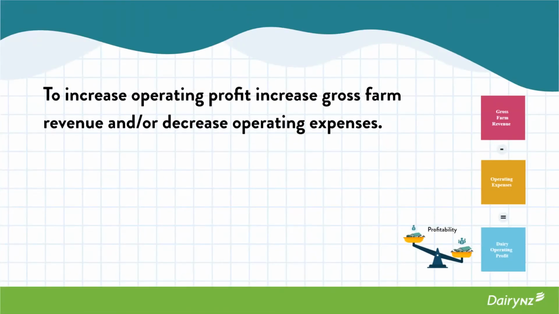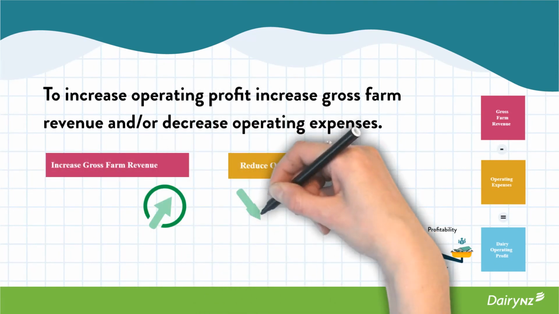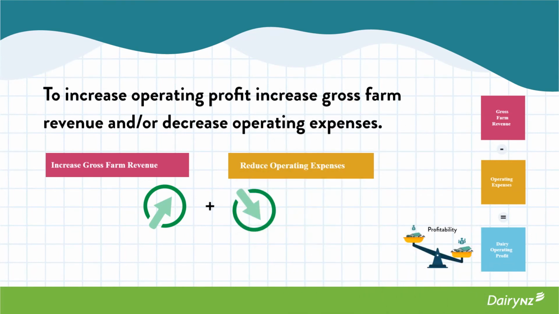To increase operating profit, you can either increase gross farm revenue, decrease operating expenses, or a combination of both. Gross farm revenue can be increased by increasing milk and/or stock revenue. Operating expenses can be decreased by assessing each expense item and identifying areas of waste or inefficiency.